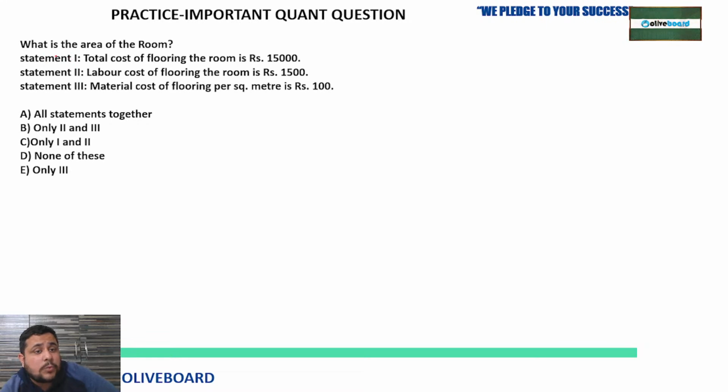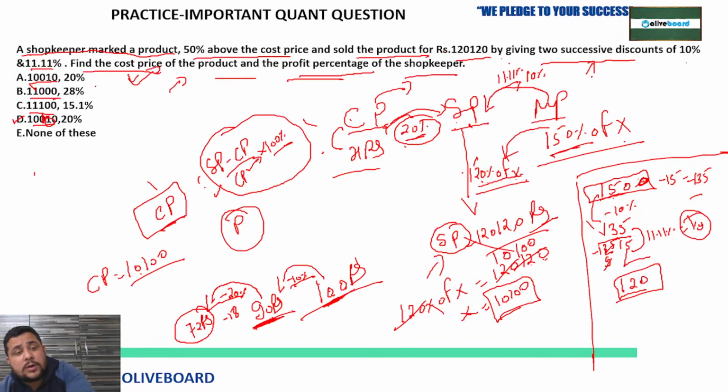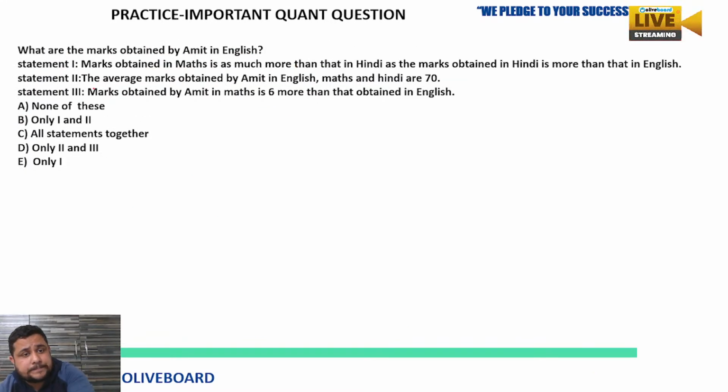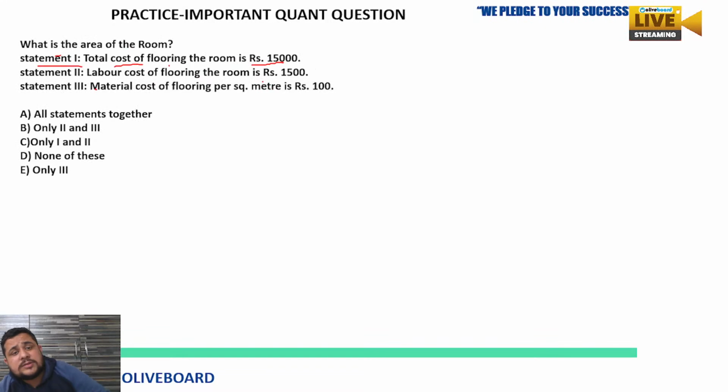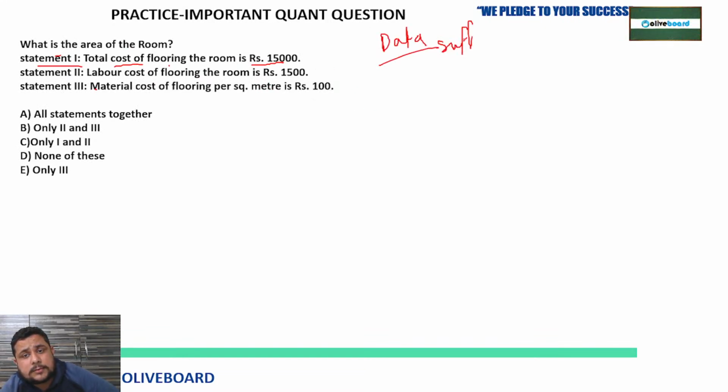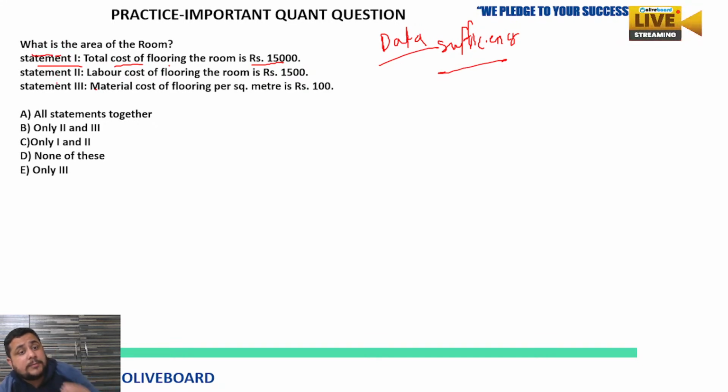Now the next question is, what is the area of the room? Statement 1, the total cost of flooring the room is rupees 15,000. So this is based on data sufficiency, where some statements will be there and you have to check whether the statements are enough to find the given detail or not, whether you are able to find the thing they are asking from you.